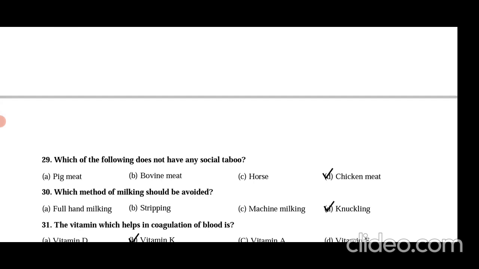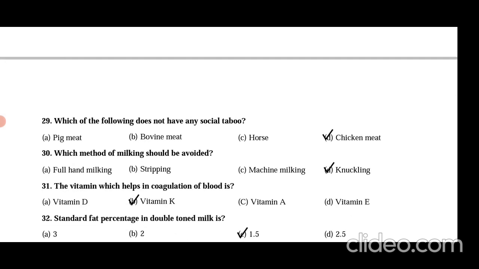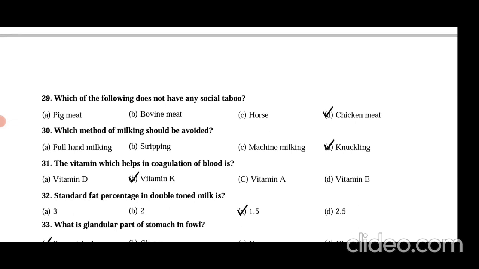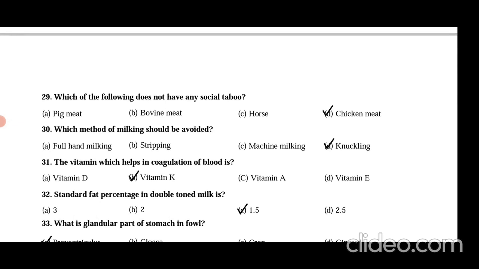Which method of milking should be avoided? Knuckling or thumb milking should be avoided. The vitamin which helps in coagulation of blood is vitamin K. Vitamin K is famous for coagulation of blood or blood clotting. The standard fat percentage in double toned milk is 1.5.